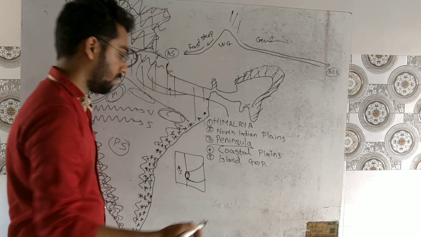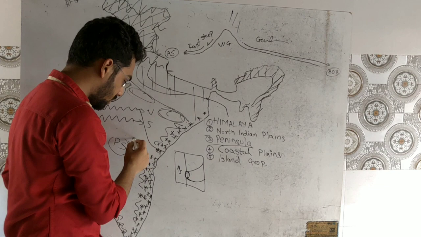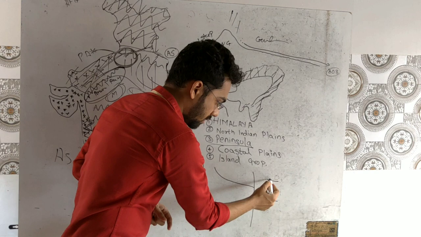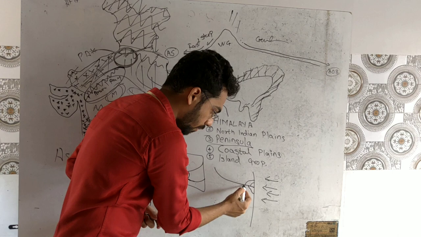Simultaneously, in the Bay of Bengal, the slope is very gentle over this side. So with a gentle slope, the river will flow very slowly towards the sea. As the river flows slowly, this will be the coastal region, and the sea will offer resistance. As the sea offers resistance, the water will flow back again and form a distributary. In this way, a distributary will be formed. As the distributaries form, many deltas are formed in the eastern coastal region.